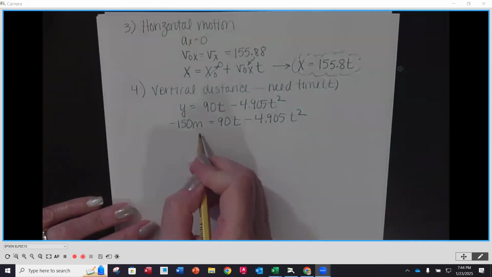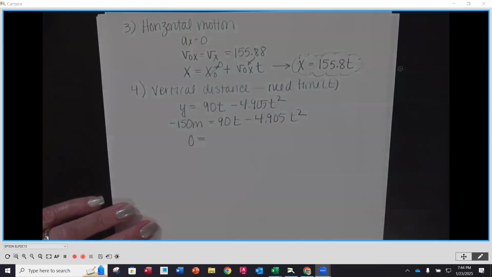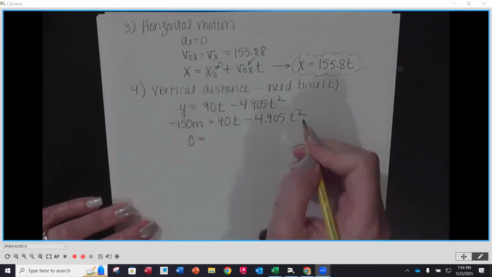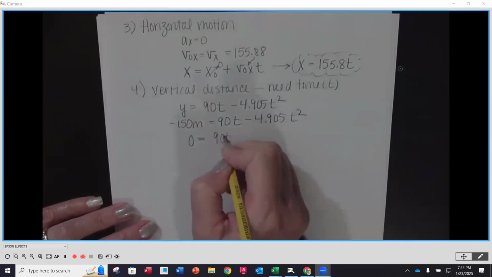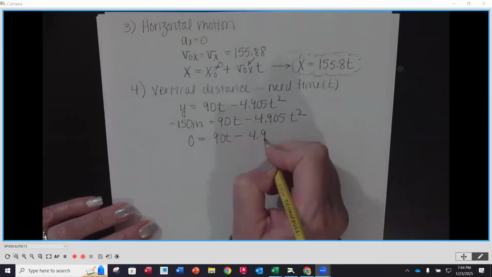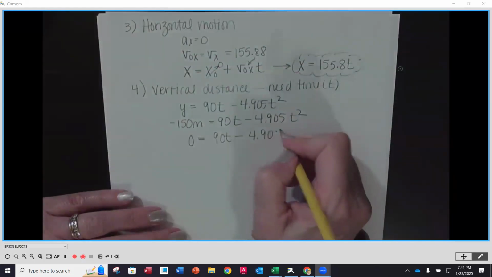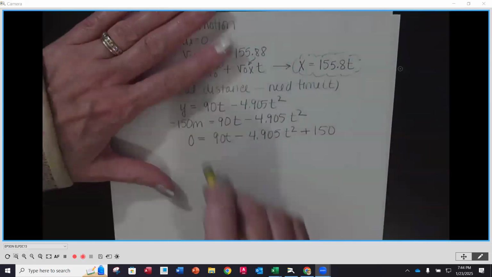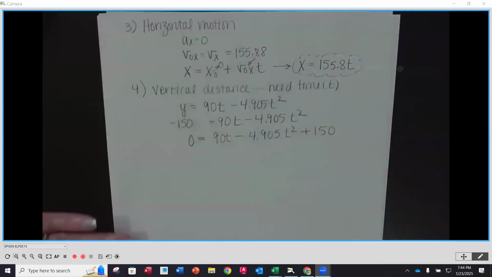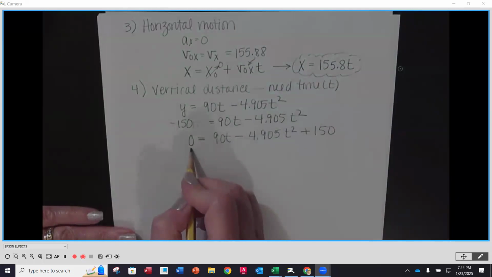Now I'm going to move my 150 to the other side to set this equal to 0. So I'm going to add 150 on both sides. So I'm going to have 90t minus 4.905 t squared plus 150. I'm going to take the m off. I keep adding the m's to the ends. Now you can see that I have this equal to 0, right?